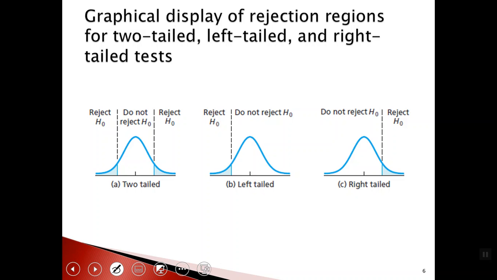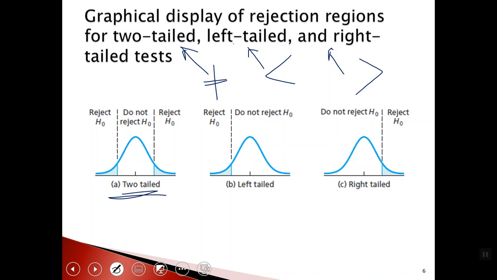Do you remember? If my alternative hypothesis is not equal, then we call it a two tail test. If my alternative hypothesis is less than, we use a left tail test. If my alternative hypothesis is greater than, we use a right tail test. Do you remember? See, this is a two tail test.